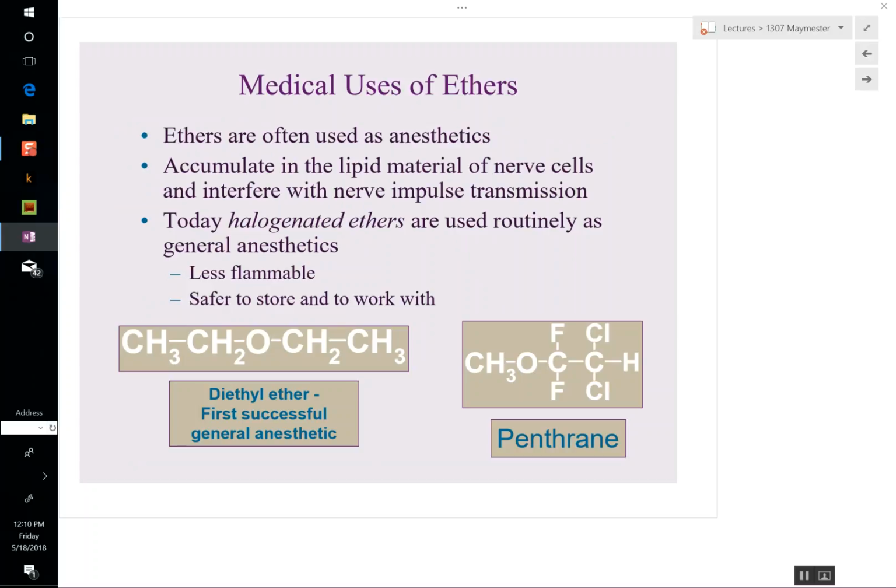Diethyl ether. This was what the dentists did use. They'd put it on a cloth, put it over your face, and you'd go to sleep. Wake up with fewer teeth, and pay a big bill and walk out. Diethyl ether. Penthrane. You can see that's an ether, but they've got 2 fluoros, 2 chloros, and a hydrogen on there. Penthrane.